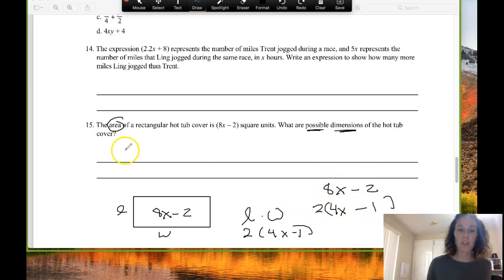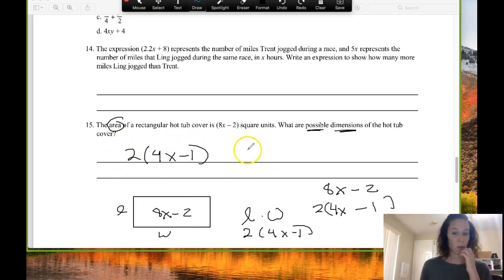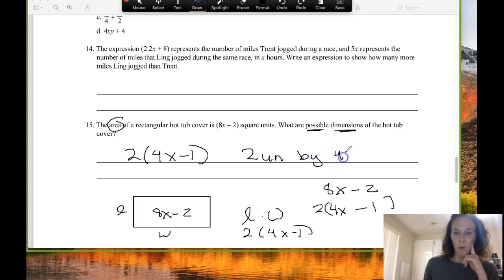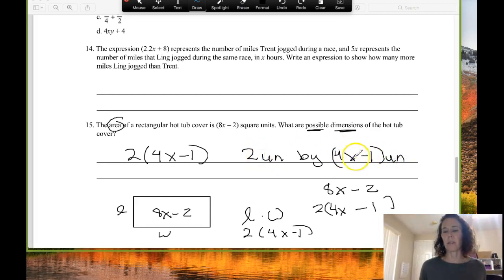So the possible dimensions could have been 2 units by 4x minus 1 units. So 2 units by 4x minus 1 units would work. You could write it like this: 2 units by 4x minus 1, that quantity in units. Okay, and I think the book probably writes it like this. If you write it like this, that would be fine also.